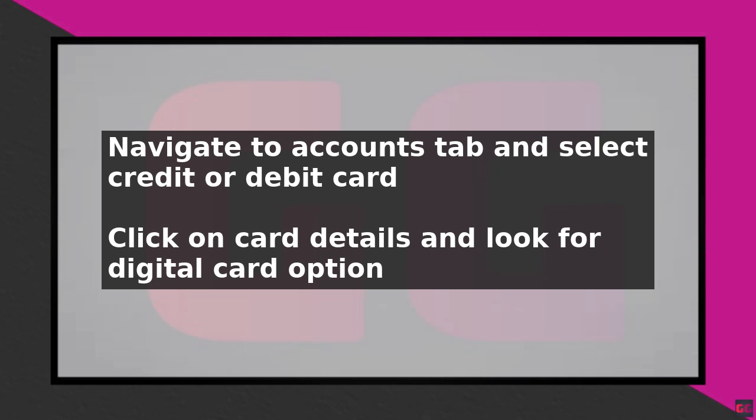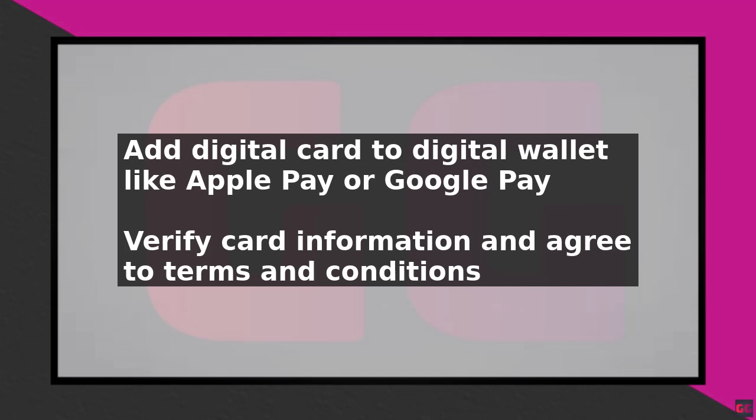After setting up your digital card, you can use it to make purchases online or in store. For online transactions, select the digital card as your payment method and enter the card details. For in-store transactions, open your digital wallet and select the digital card. Hold your device near the contactless payment terminal and authenticate the transaction with your fingerprint, face, or password.